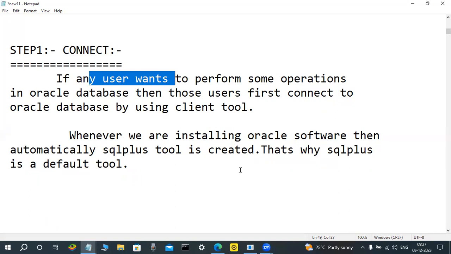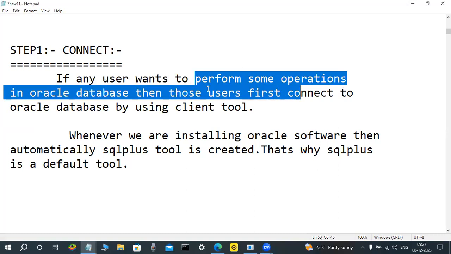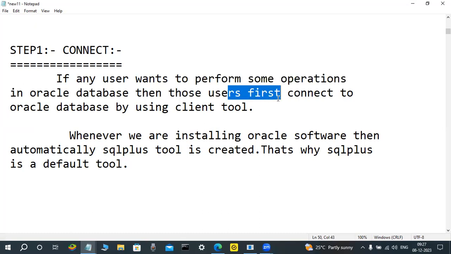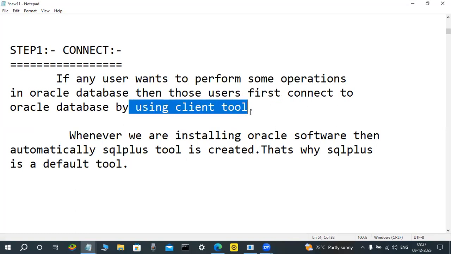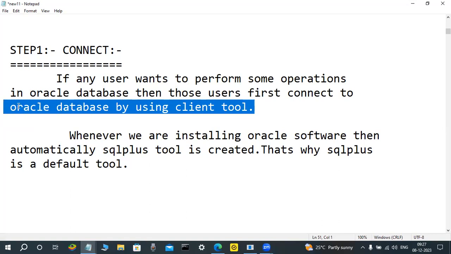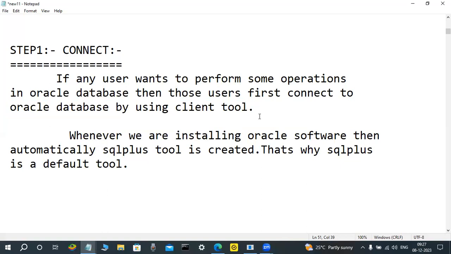If any user wants to perform some operations in Oracle database, then those users first connect to the Oracle database by using a client tool. Okay? Next para, write it.